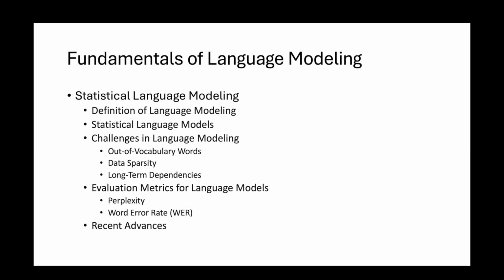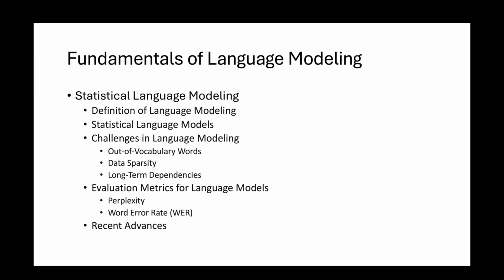N-gram models are a simple type of statistical language model that calculates the probability of the next word based on the preceding N-1 words. Limitations of N-gram models include the inability to capture long-range dependencies and the sparsity of training data for high-order N-grams. Challenges in language modeling.